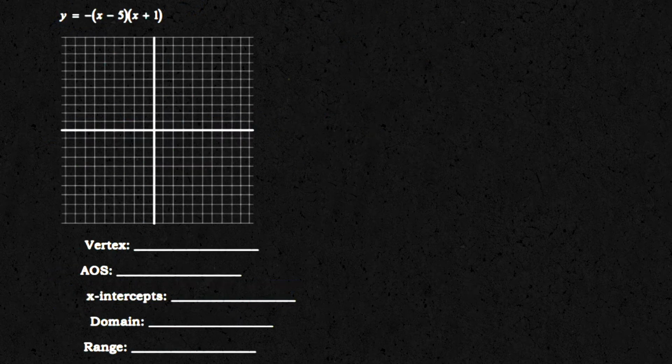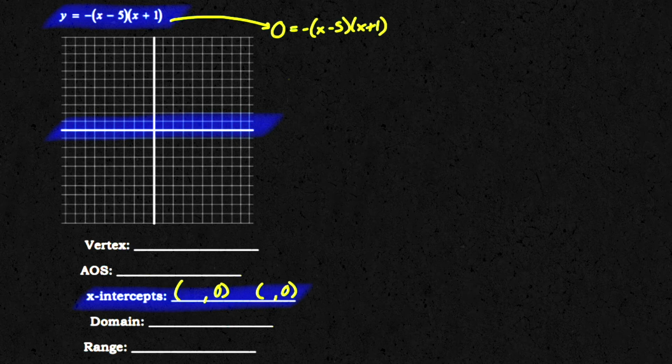Alright, here's our last graphing example. We have y equals negative times x minus 5 times x plus 1. And since it's in intercept form, we're going to find the intercepts first. So since they're on the x-axis, I know that the y value is going to be 0. So I'll fill in 0 for the y value. And now we have to just solve this for x by splitting these up and setting them equal to 0.